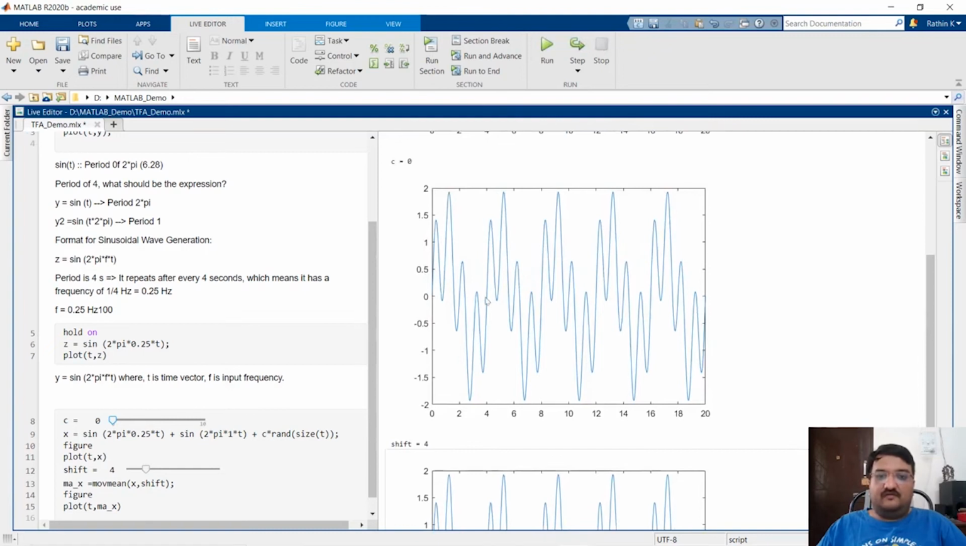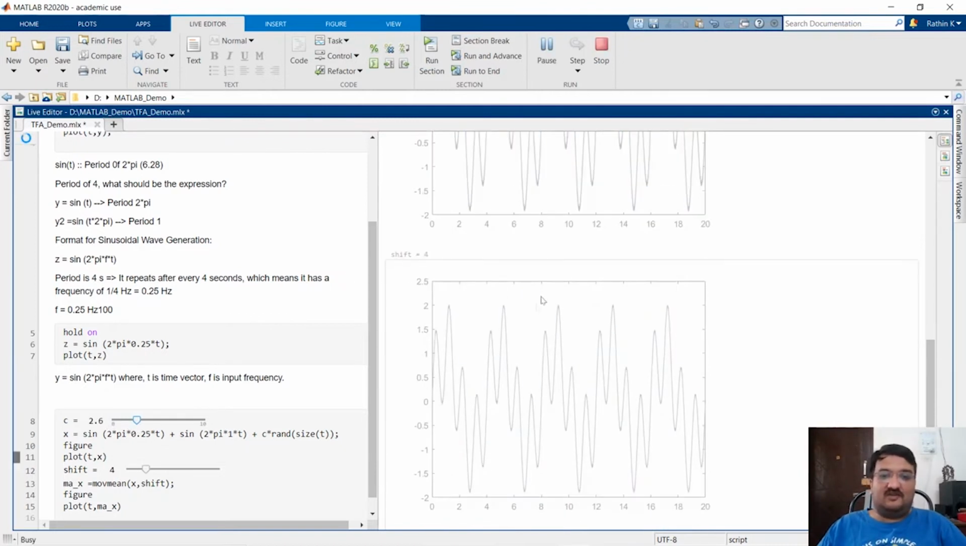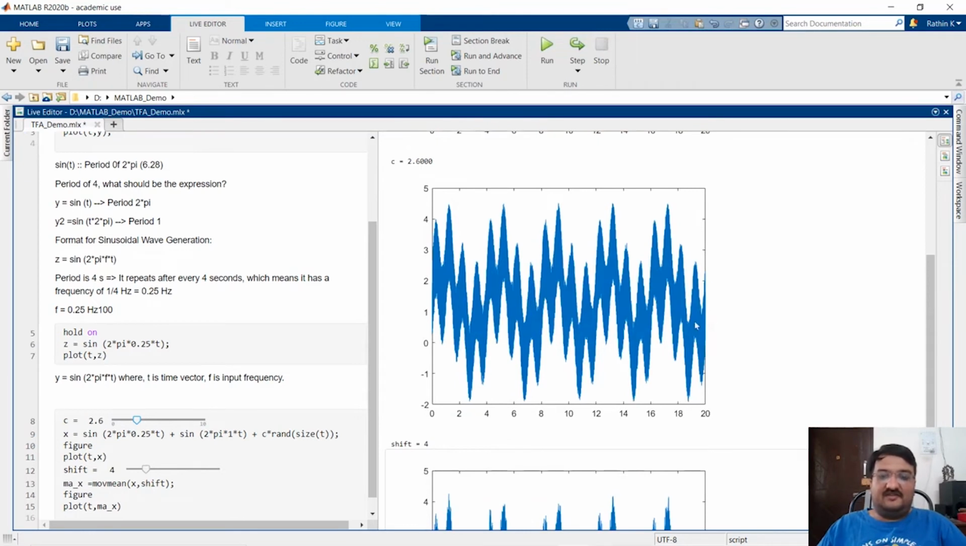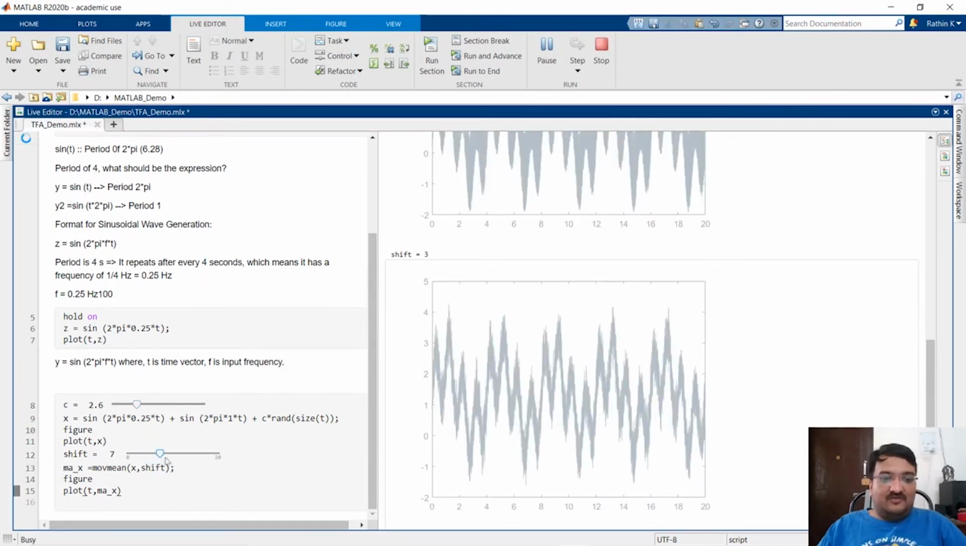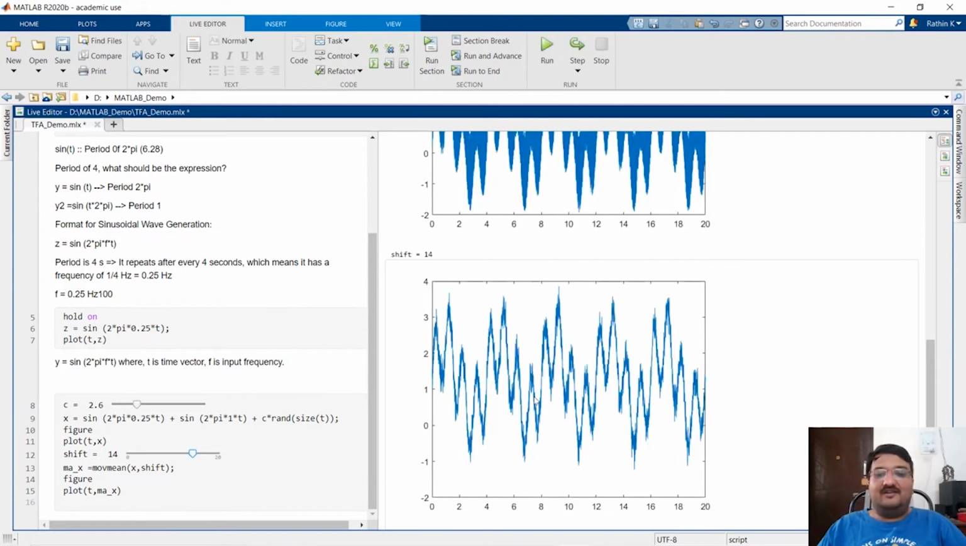This was the original waveform. Okay, we have added a little bit of noise. That's 2.6 for now. It has altered your sinusoidal waveform like this, and then by adding more and more shift in the moving average, you will be able to get better and better results. In a way, you are recovering your original signal from the noisy signal.